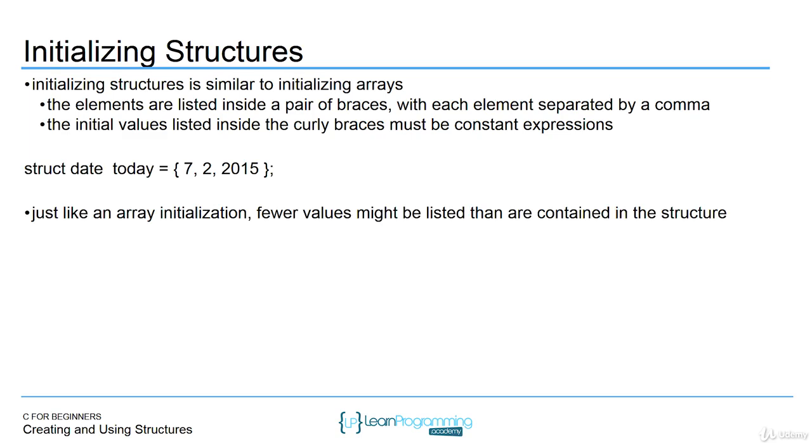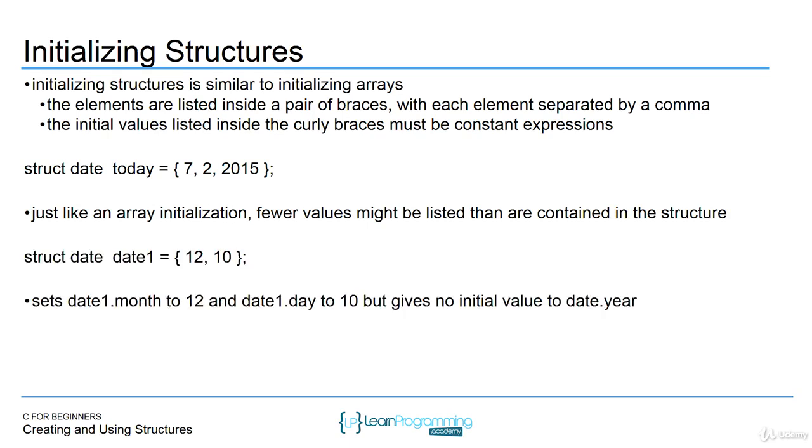Here we're creating a today variable of type struct date, and we're saying that the first member is equal to 7, the second is 2, and the third is 2015, which corresponds to the month, day, and the year, because that's the order of how they were defined in the struct. So just like an array initialization, fewer values might be listed than are contained in the structure.